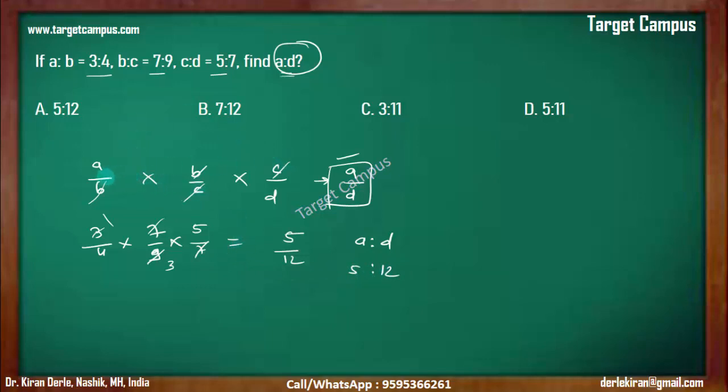What we wanted is A upon D, and if you multiply all three ratios, we are going to get A upon D, right? So we have just multiplied the respective values as well, right? So 5 by 12 is the answer.